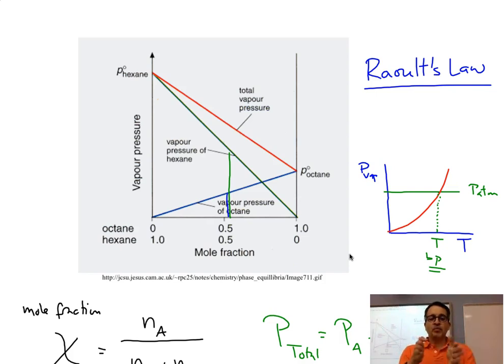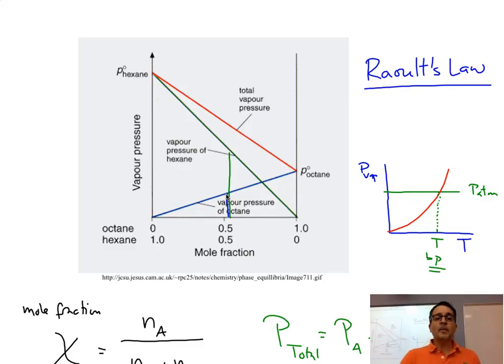All right. So if we have, for example, a mixture that is 50-50 between these two substances, octane and hexane, hexane has a lower boiling point, a higher vapor pressure, and you can see it here, here's the vapor pressure of pure hexane, here's the vapor pressure of pure octane. If you have a 50-50 mixture, the gas will actually contain more hexane than it contains octane, because octane has a lower vapor pressure. It produces less gas at any given temperature.